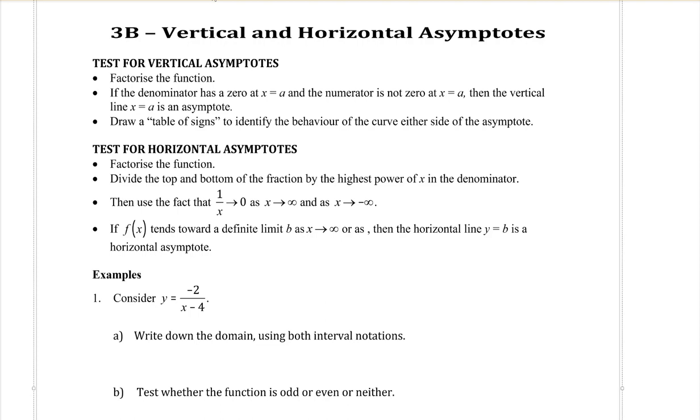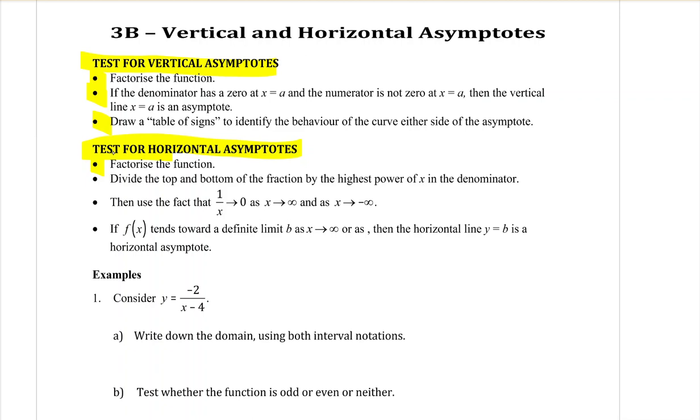So we're going to look at some techniques on how to find them, and then that together is going to build towards being able to graph things hopefully a little bit more easily, some more complicated graphs. So to test for a vertical asymptote, this is what we should do. First of all, you should factorize your function. If the denominator has a value for x that will make the denominator equal to 0, then that is going to be a vertical asymptote. Then we're going to draw a table of signs to identify the behavior of the curve on either side of that asymptote. Okay?